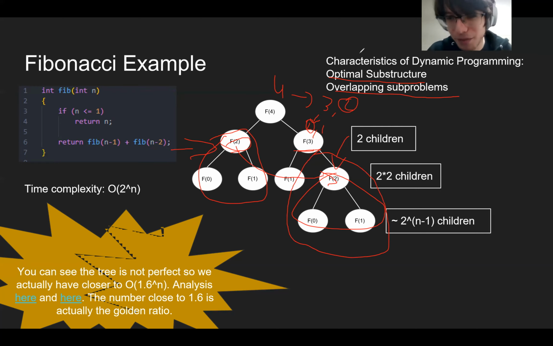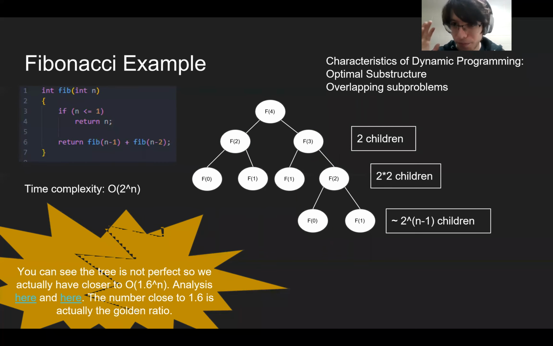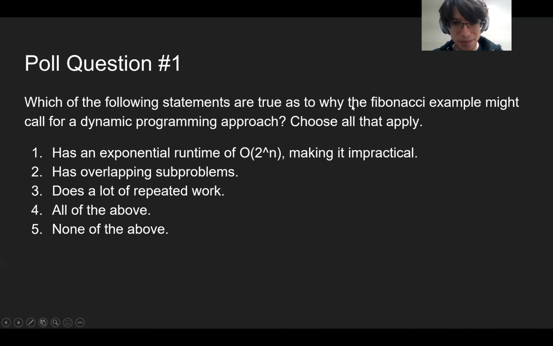So I know this may have been a little bit confusing, but that's a general overview of dynamic programming. Okay, so maybe now that we have some sense of it, we can see how it applies in the Fibonacci example. Okay, so hopefully you're with me so far. I know that's a lot. But let's do a poll question first.